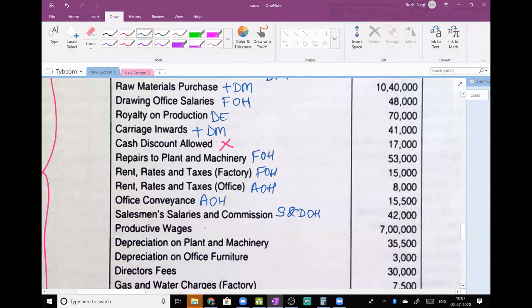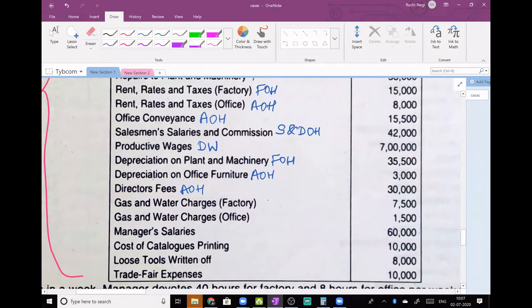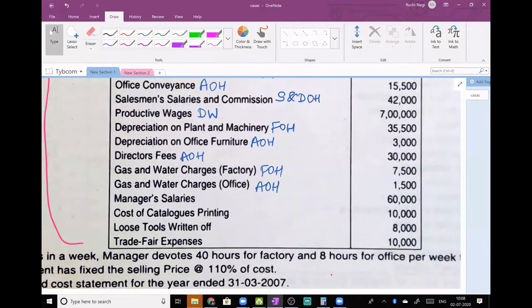Productive wages means direct cost. It's my direct wages. Then depreciation on plant and machinery. Plant and machinery is a factory related asset, so depreciation of the same will go to factory overheads. All this we have discussed in theory in past few lectures. Depreciation on office furniture, so admin overheads. Director's fees, it's related to upkeep of your office, so it's admin overheads. Gas and water charges, factory and office already bifurcated, so factory overheads, and the other one will go to admin overheads. Manager's salary, now this has an adjustment.